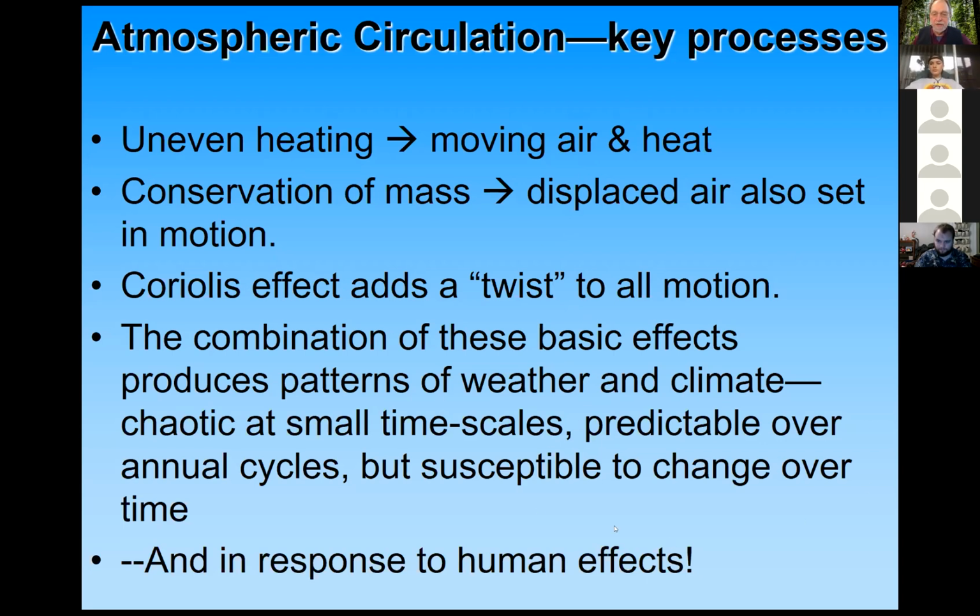And the combination of all these basic effects produces patterns of weather and climate, which are chaotic at small time scales. In other words, we can't reliably predict the weather more than a week or so in advance, but we can make generalized predictions about what the weather is going to be like generally on average at different seasons of the year and under different circumstances. Okay, so these are the key processes.